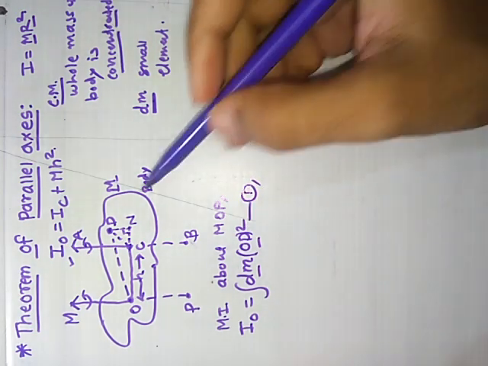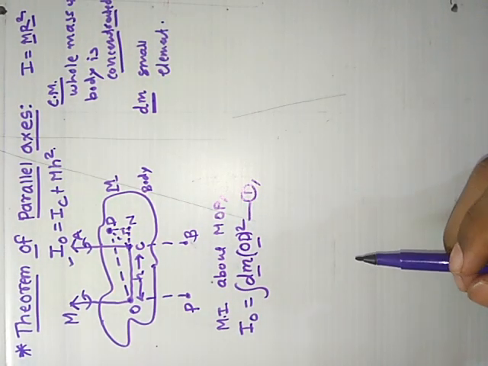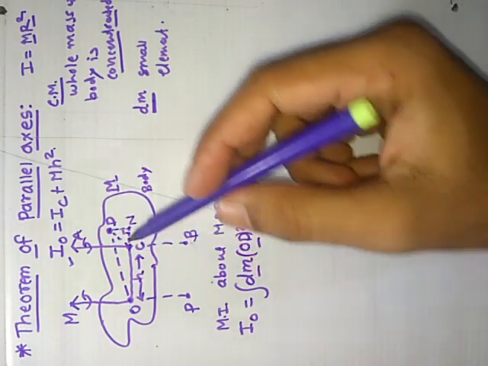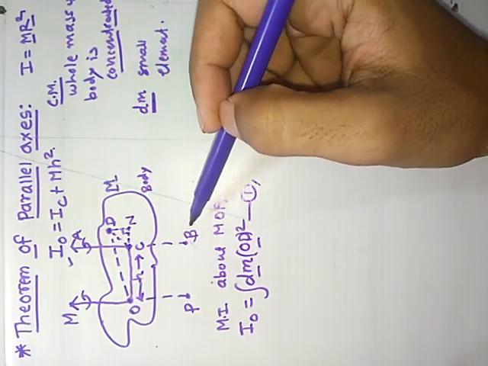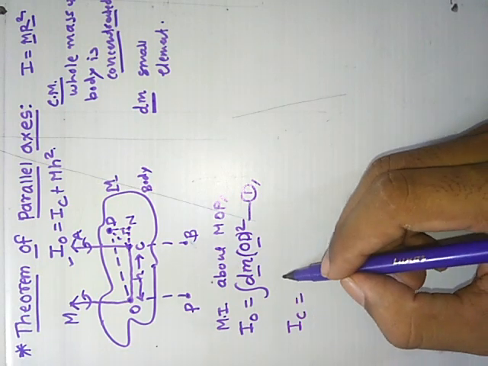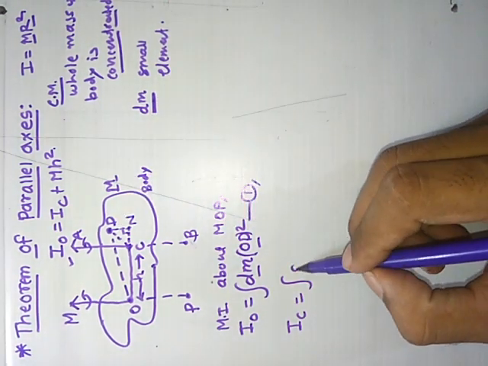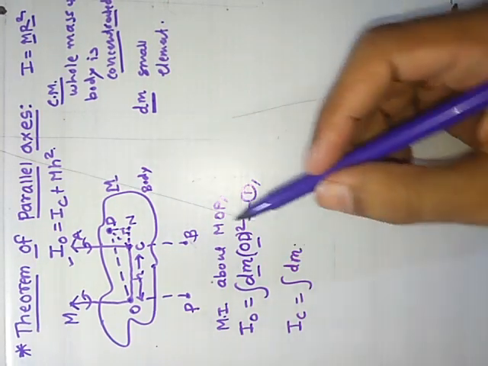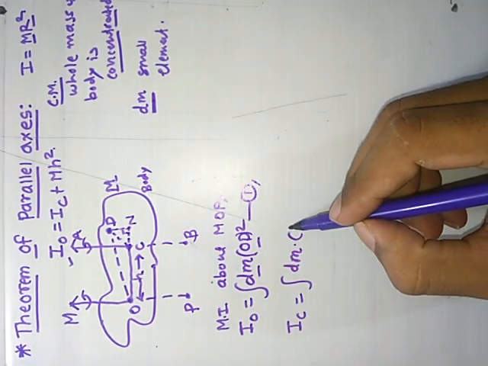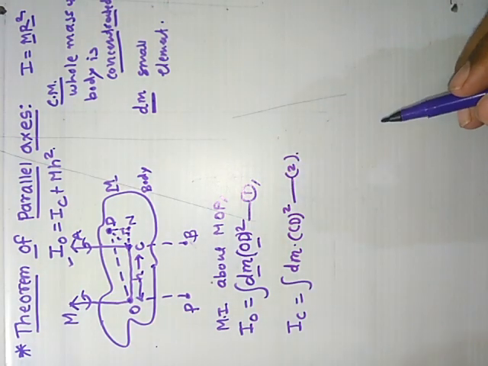Now consider the moment of inertia about point C. Moment of inertia of that body about axis ACB about center of mass point is IC, which is given as integration of mass of the small element which is lying at D, that is dm, into perpendicular distance CD square. So this is equation number 2.